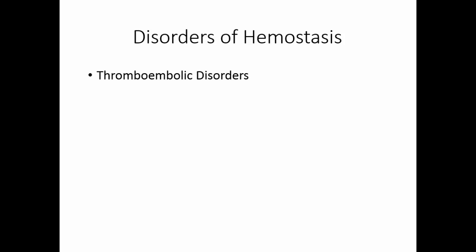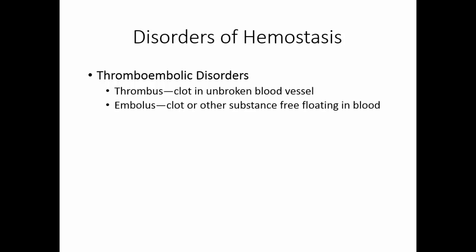Thromboembolic disorders are conditions where you have a thrombus, a clot in an unbroken vessel, and or an embolus. Now, an embolus is a clot or other substance that free floats in the blood. A clot that breaks free from the blood vessel where it formed would be a thromboembolus, but you can have other kinds of emboli, like air emboli or amniotic fluid emboli. The problem with emboli is they can block blood vessels. They may travel in larger blood vessels, but as they get into smaller and smaller blood vessels, they can block blood vessels, and that can prevent blood from getting to tissues that are further along in the system.